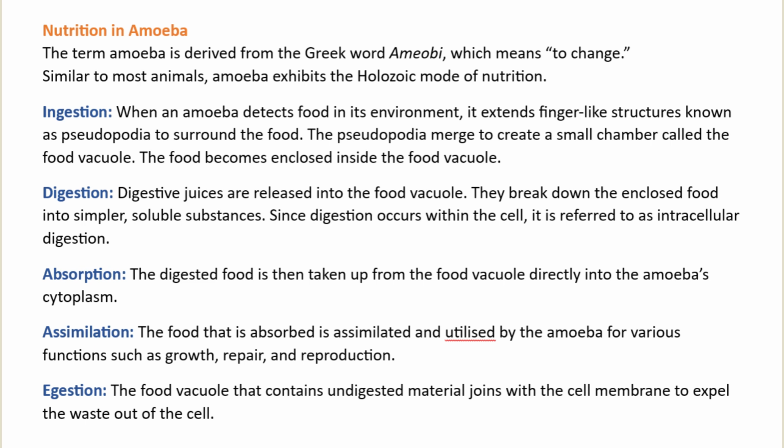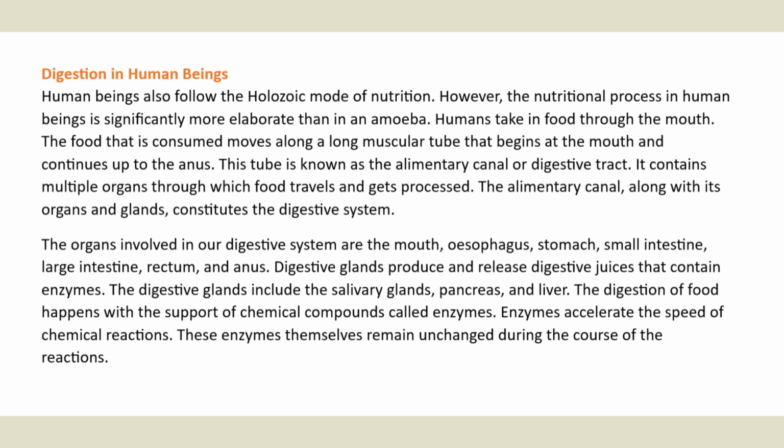Absorption. The digested food is then taken up from the food vacuole directly into the amoeba cytoplasm. Assimilation. The food that is absorbed is assimilated and utilized by the amoeba for various functions such as growth, repair, and reproduction. Egestion. The food vacuole that contains undigested material joins with the cell membrane to expel the waste out of the cell. Digestion in human beings.